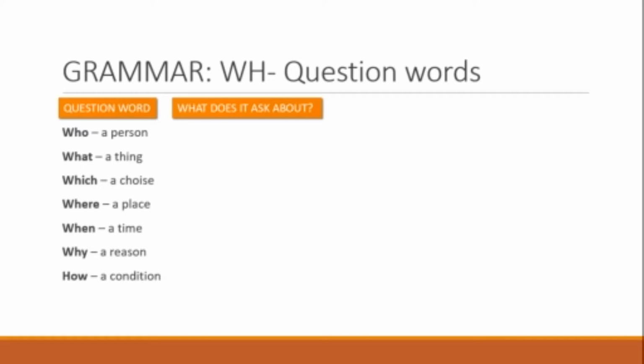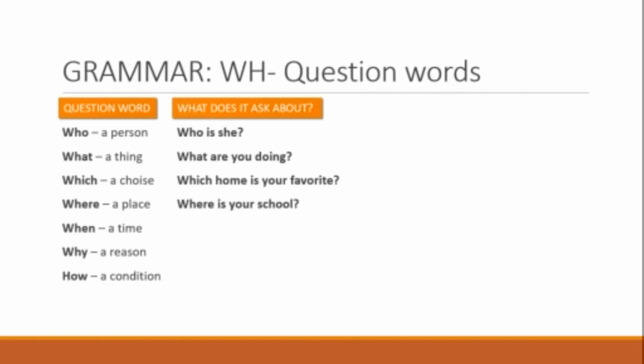Examples. What does it ask about? Who is she? We're asking about a person. What are you doing? We're asking about a thing. Even when we say the question word, what is your name? We're asking about a thing. Which home is your favorite? We're talking about different kinds of homes, so we have to make a choice. Where is your school? We're asking about a place.